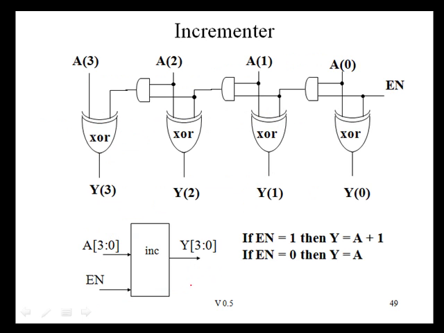This slide shows a combinational building block known as an incrementer. An incrementer has an enable signal. If the enable signal is a 1, then the output will be the input plus 1. If the enable signal is 0, then the output will simply be the input. This shows one possible gate level implementation for an incrementer.